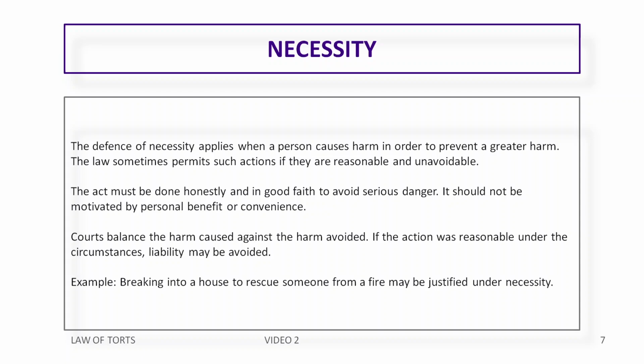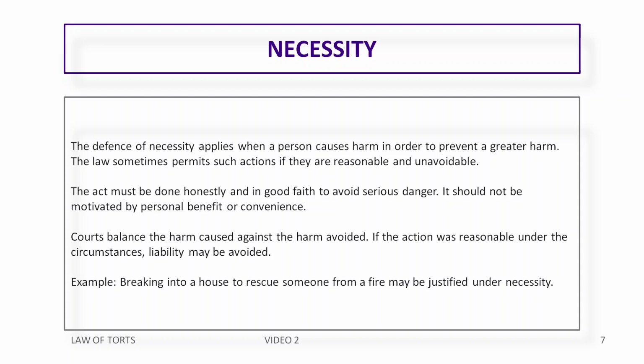For this defense to apply, the act must be done honestly and in good faith to avoid an immediate danger. The person should not act for personal benefit or convenience. Courts examine whether the action was reasonable under the circumstances and whether there was any other safer option available.